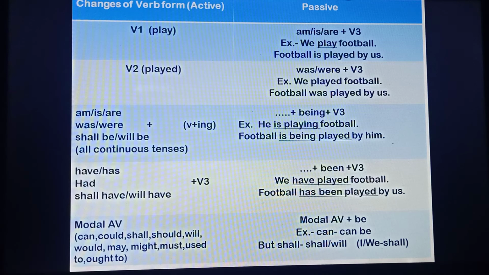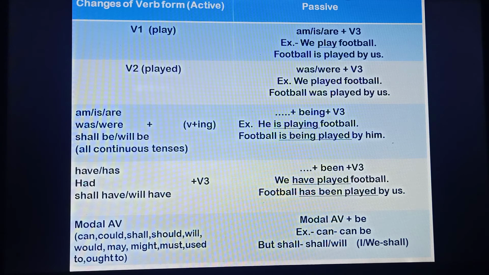Then if you find have, has, or had, or shall have, will have, and past participle form, you'll have to add been with this. That is have been or has been or had been or shall have been or will have been. So in this way you'll have to use. See the example. We have played football. So football will come first at the very beginning. Then as it is singular we are using has, then been, played by us.